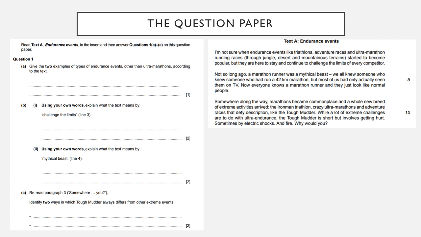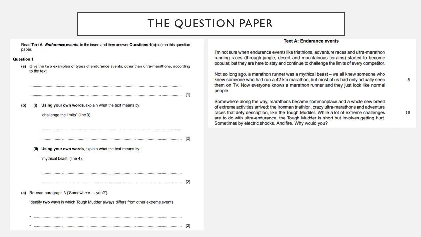Why would you? Okay, so let's have a look back at these questions. It says, give 2 examples of types of endurance events other than ultra marathons, according to the text. So if you have a look at it, let's have a look at that first paragraph. You're looking for types of endurance events, aren't you? It says triathlons, doesn't it? Adventure races, and ultra marathon races.